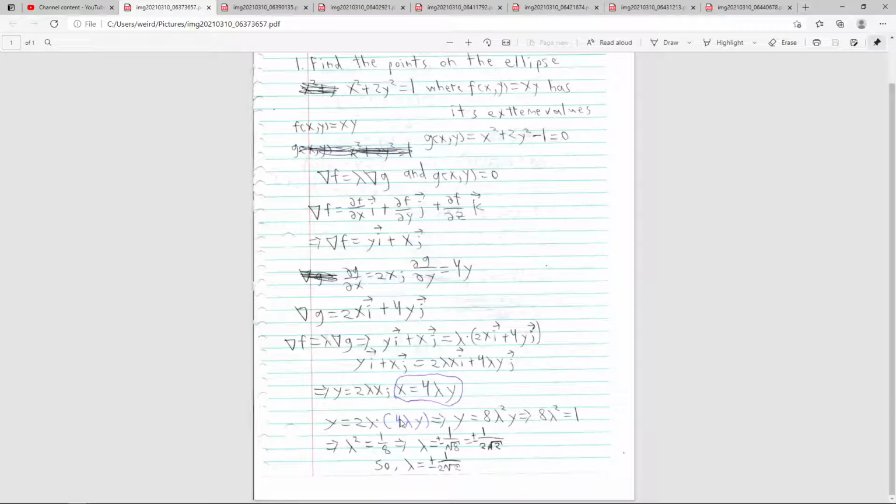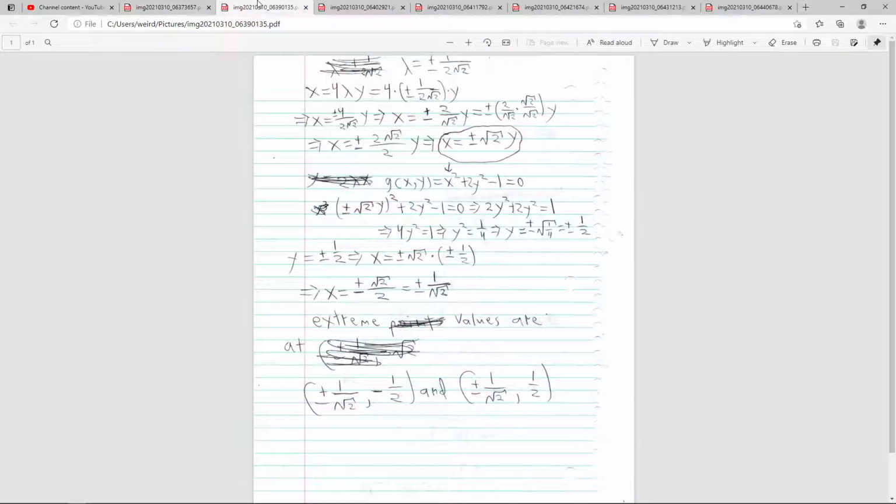So we have x given as 4 lambda y, and we plug that in. In this case, y equals 2 lambda times 4 lambda y, so y is equal to 8 lambda squared y, which implies that 8 lambda squared equals 1, and we're solving for lambda here. We solve for lambda and eventually get plus or minus 1 divided by 2 square root of 2. And we have x equals 4 lambda y, so we'll plug that in, and we get x equals plus or minus 2 divided by square root of 2 times y.